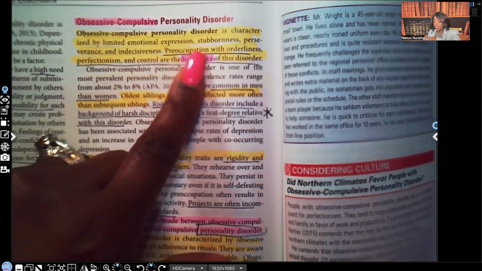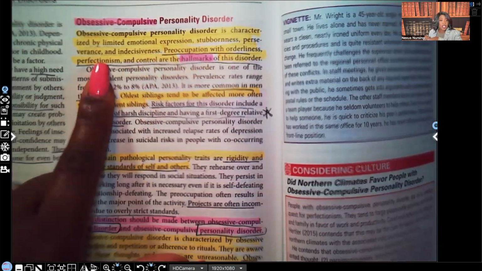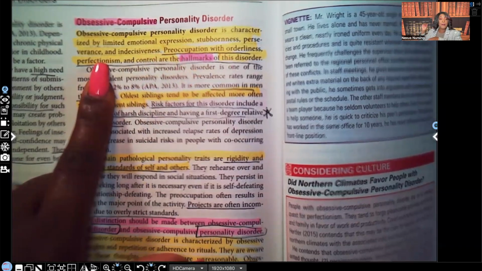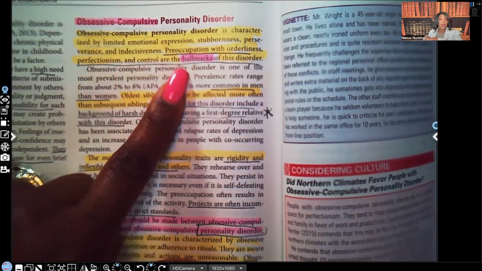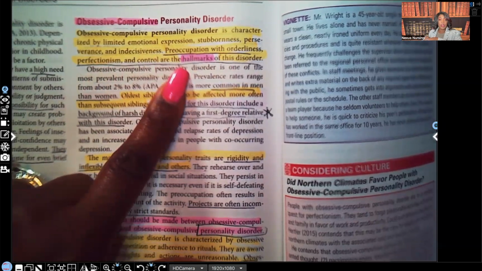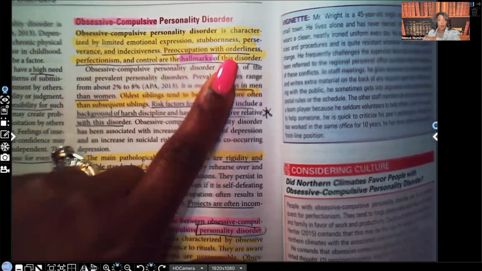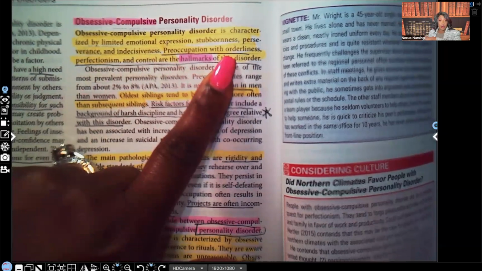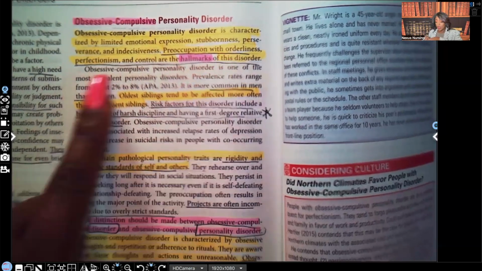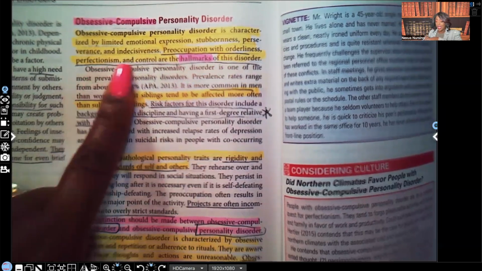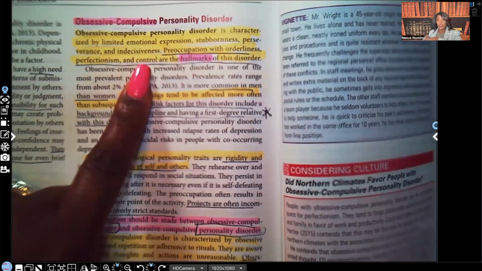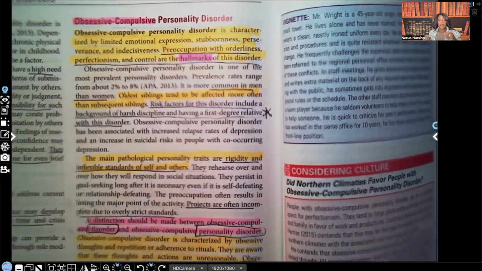They have a preoccupation with orderliness, perfectionism, and control. These are the hallmarks of the disorder. So guys, those three, you absolutely need to know. Again, orderliness, everything has to be in a certain order, in their order. Perfectionism, if one thing is off, it's a problem. They're perfectionists. And control, they have to control their environment. They have to control everything around them. Those are hallmarks of this disorder.